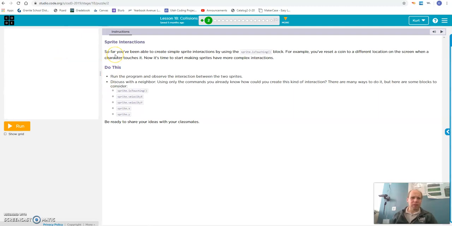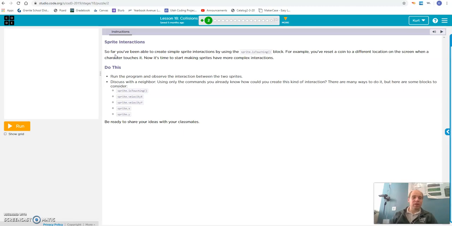So far, you've been able to create simple sprite interactions by using the sprite.isTouching block. For example, you reset a coin to a different location on the screen when a character touches it. Now it's time to start making sprites have more complex interactions.